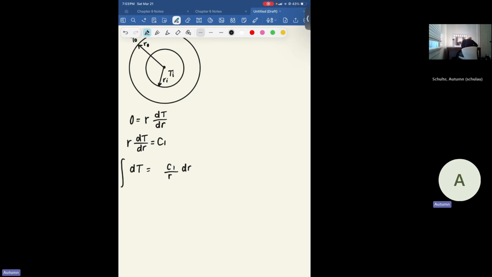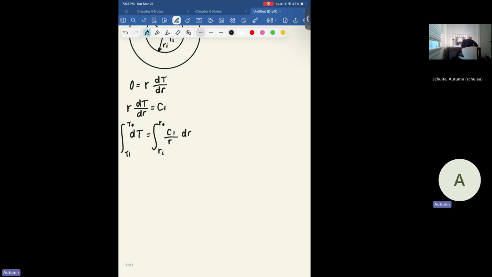Now we can integrate these, and let's integrate from our inner temperature to our outer temperature and our inner radius to our outer radius. Solving these integrals, we're going to have the outer temperature minus the inner temperature is equal to our constant C1 times the natural log of our outer radius divided by our inner radius.